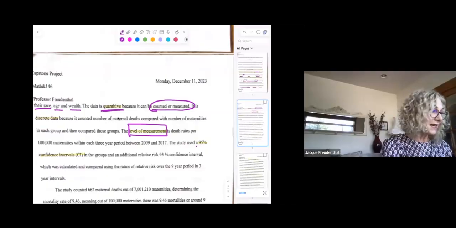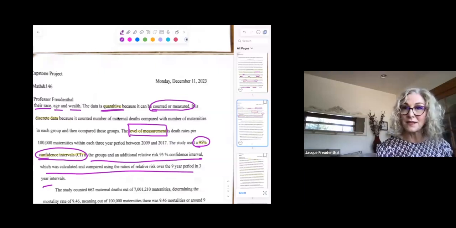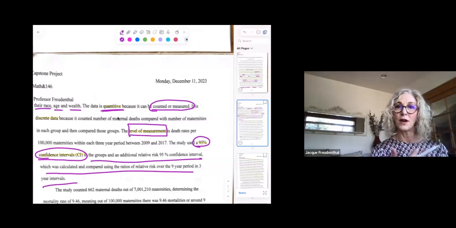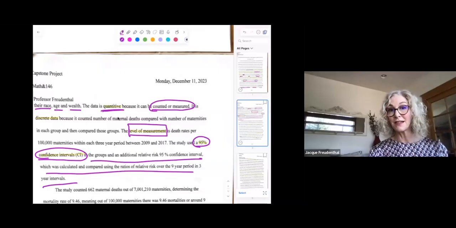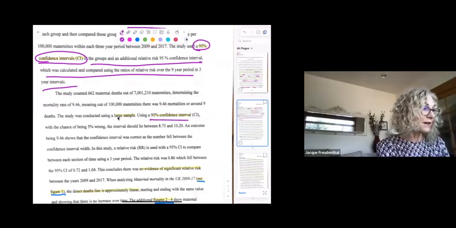It says it uses a 95% confidence interval, but it doesn't really explain what the 95% confidence interval is about. 95% confidence interval on what? I am 95% confident that the true population of age falls between this group, or what are they measuring? 95% interval for what? Again, 95% confidence interval.